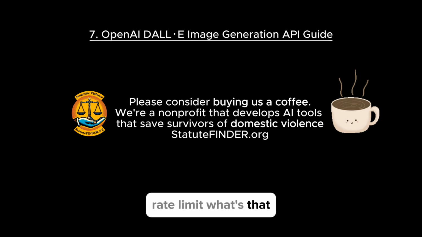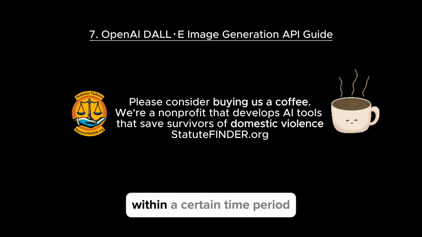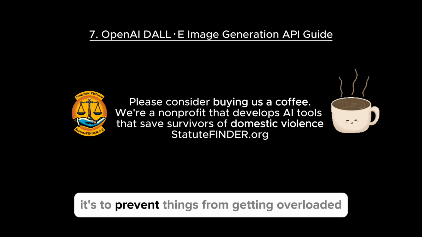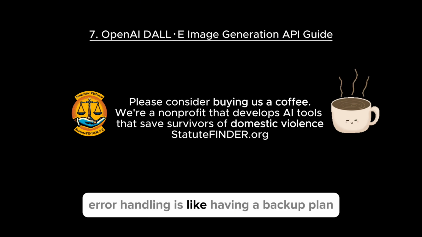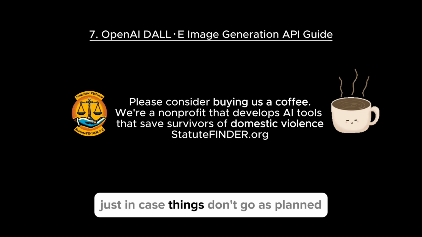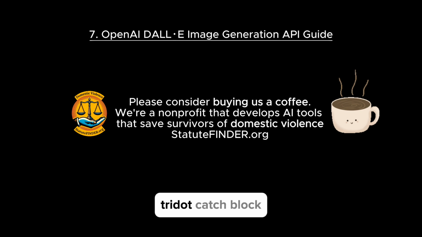Rate limit, what's that? So APIs often have limits on how many requests you can make within a certain time period. It's to prevent things from getting overloaded. If you hit that limit, your request is going to fail. Makes sense. So error handling is like having a backup plan, just in case things don't go as planned. You got it. The way you usually do this in Python is by using a try.catch block.